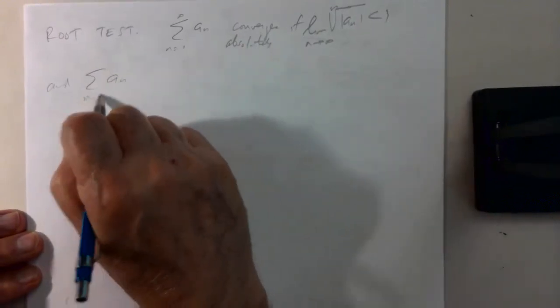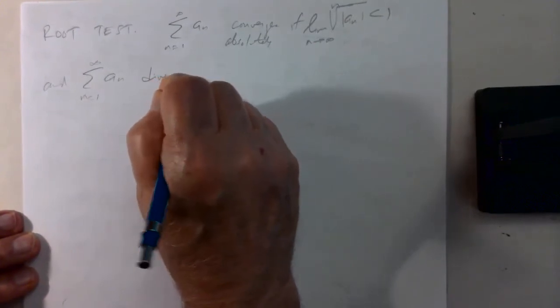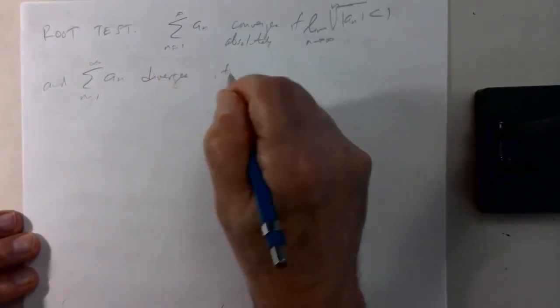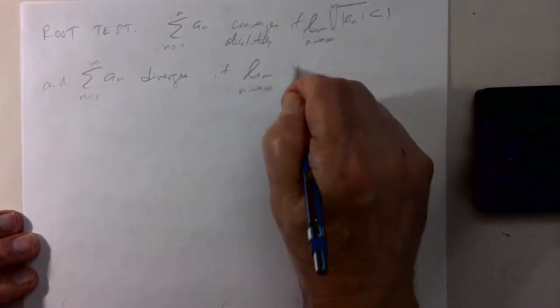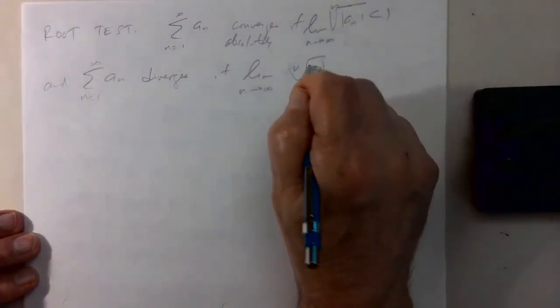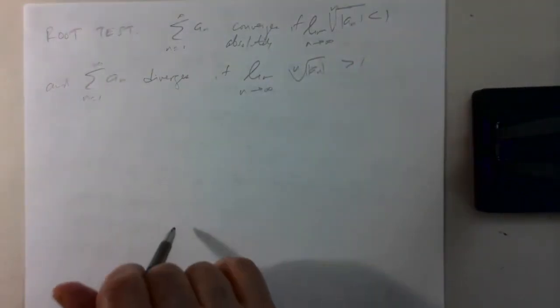And the infinite series diverges if the limit as n goes to infinity of the nth root of the absolute value of a sub n is greater than 1. If it's equal to 1, we have no information.